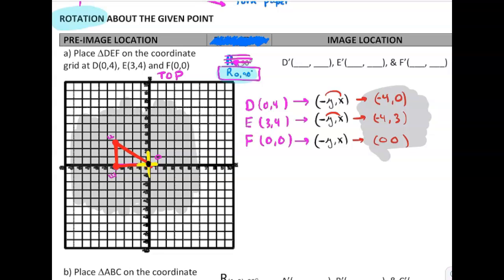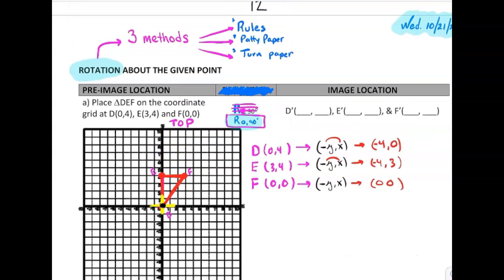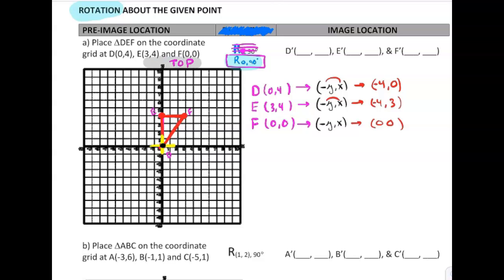So that's method number 2. Method number 3 would be to just turn your paper. See how I wrote "top" up here before? Because that's obviously the top right now. But if I'm going to rotate 90 degrees clockwise, which is this way, that means this will now be the top. The top becomes over there. So if you literally just turn your paper so that that is the top, and then replot as if that's up, that's down, that's left, and that's right.